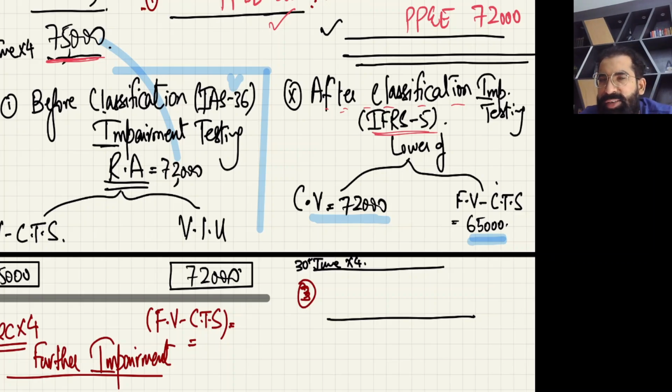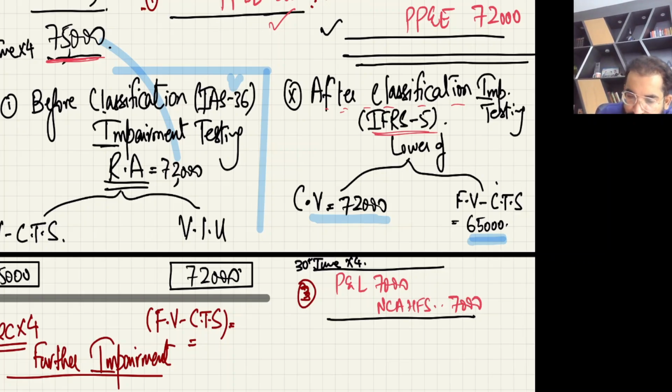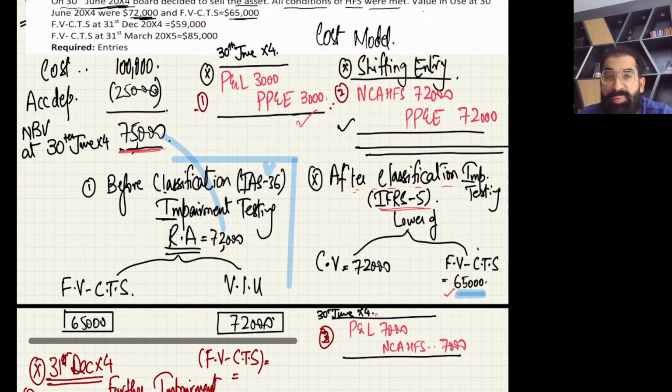The asset right now is at 72 and you need to bring it down to 65. So there will be a further impairment of 7,000. Let me make the third entry at 30th June X4. P&L debit 7,000 and credit NCAHFS 7,000. So finally we brought the asset down to 65. It's at 65 right now. Don't sleep, I would again request you. The date is 30th June X4.